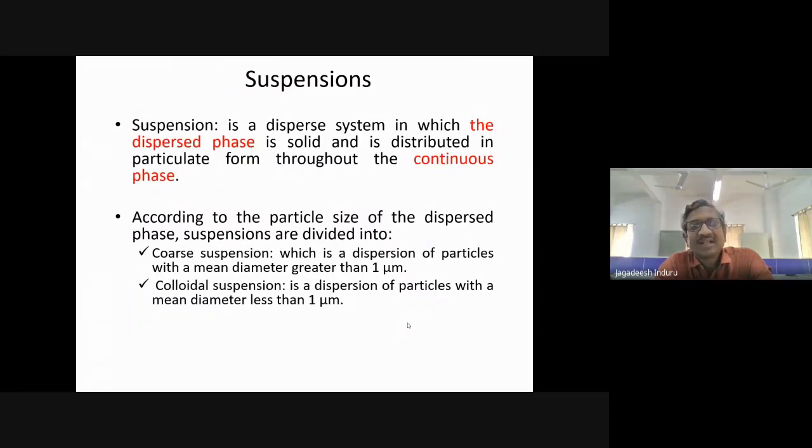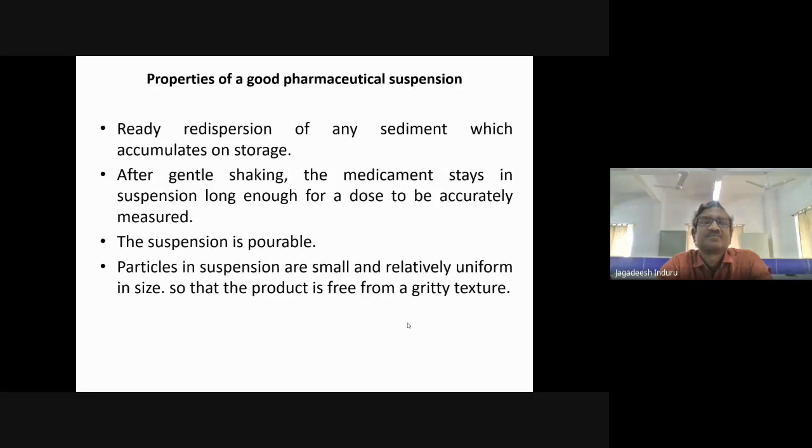If it is getting dispersed at the molecular level, then we will call it a solution only. Don't get confused. In the suspensions category, if the material is dispersed at the molecular level, it is entering into a solution state. So we are going to have a colloidal suspension and another one a coarse suspension, depending upon its particle size. What are the properties of a good pharmaceutical suspension?